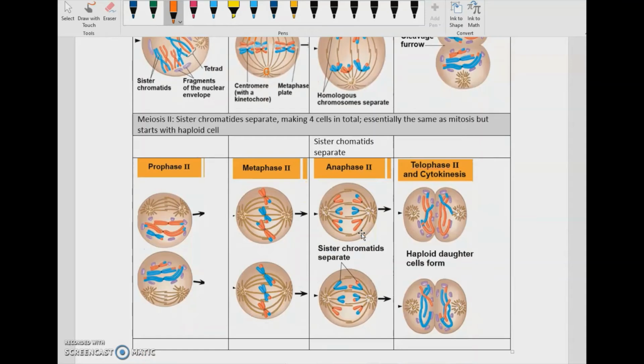We enter meiosis II, and we have 2 cells. They are not identical.